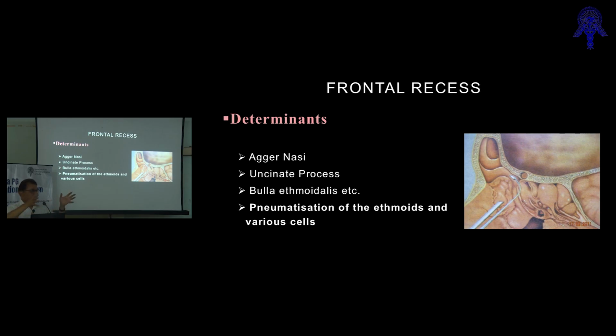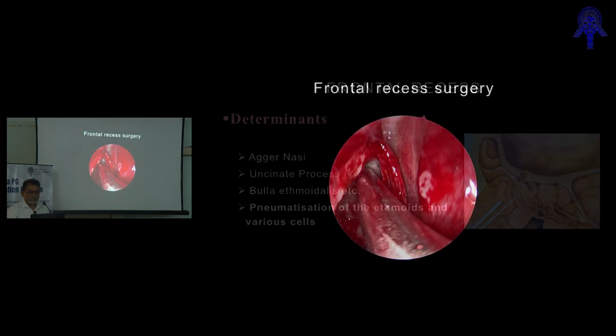Agger nasi, uncinate process, bulla: how much the bulla is pneumatized, what is the attachment of the uncinate process, how many layers, and how wide the agger nasi pneumatization is will dictate how narrow or how open the frontal recess will be. And in addition, various types of ethmoidal cells, for which you need to know the classification, the international classification, the Kuhn's classification. All these things will be asked in the exam, and that will govern how the frontal recess will drain and which part of the middle meatus the frontal recess will drain. Okay, you need to read that, no time for discussion.